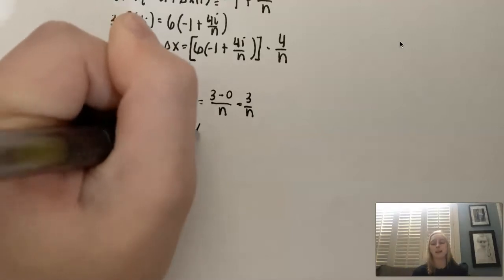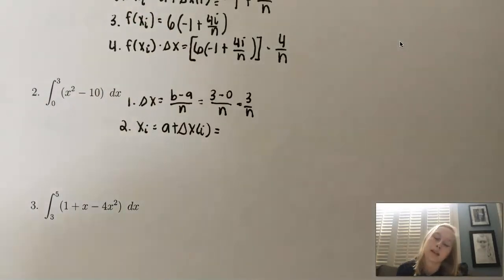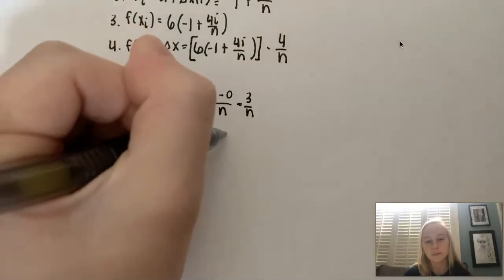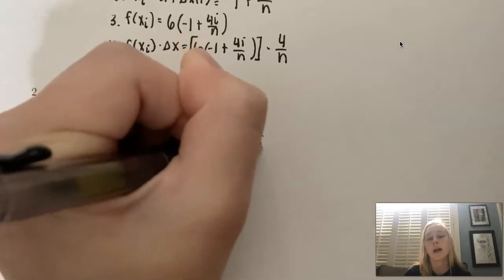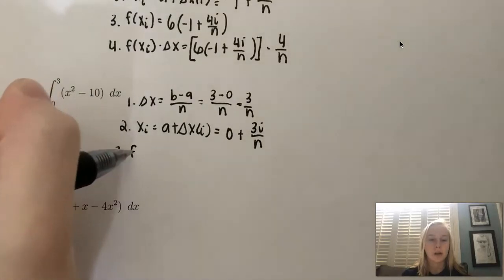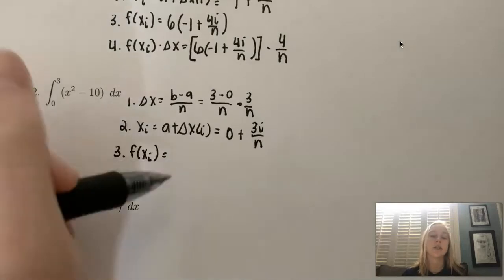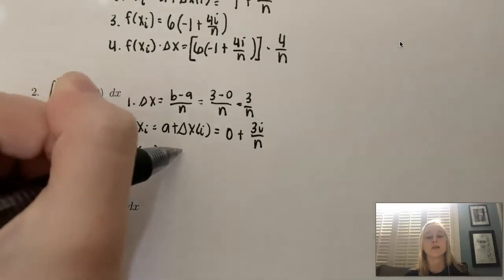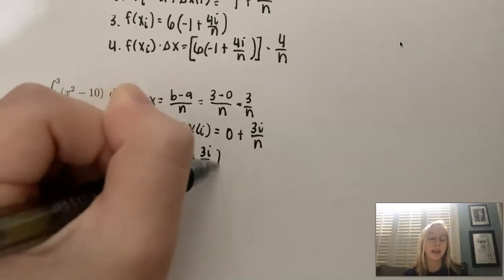Secondly, we're going to do xi, which, as you guys hopefully remember as well, is a plus delta x times i. I wrote 0 plus just to maintain the format of xi. You definitely don't have to. And then you plug in xi wherever an x is in the function. In this case, it's x squared minus 10, so it's going to be 0 plus 3 over n squared times i, minus 10.